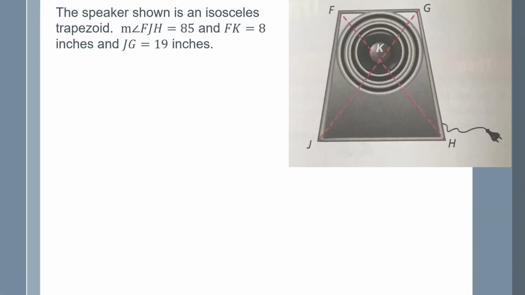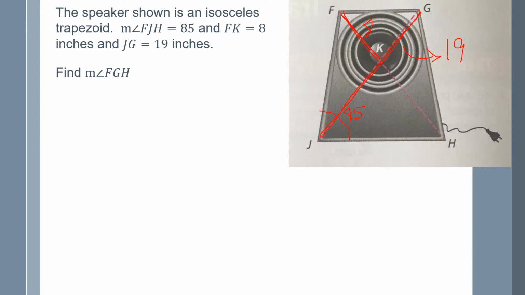All right, so we have an example here. The figure shown is an isosceles trapezoid. So the measure of angle FJH is 85 degrees. And the measure of FK, which is this distance from here to here, is 8. And JG, this whole length here, is 19. So the first question is, find the measure of angle FGH.